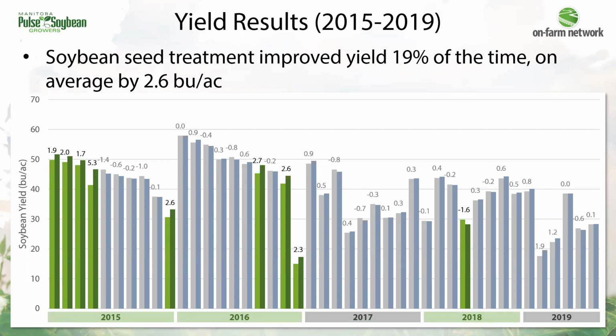At 8 trials, or 19% of the time highlighted in green, soybean yield was improved with a seed treatment, largely occurring in 2015 and 2016, when we had much more of that May rainfall, saturated soils. On average, yield was improved by about 2.6 bushels per acre at those significant sites. There was also one single negative response in 2018, where we saw a loss in yield with treated seed.